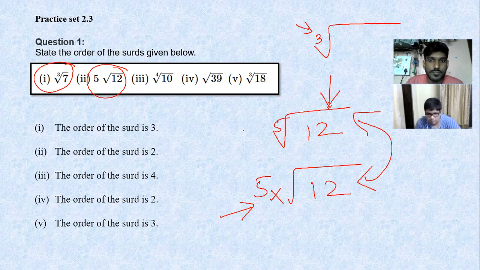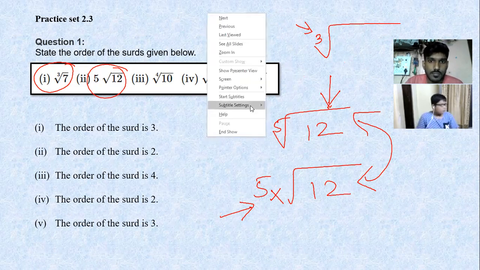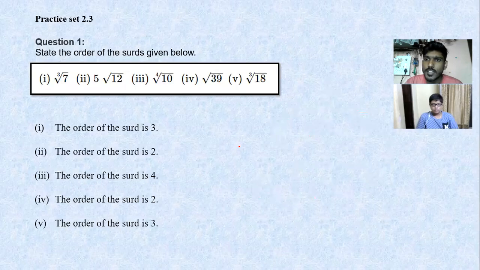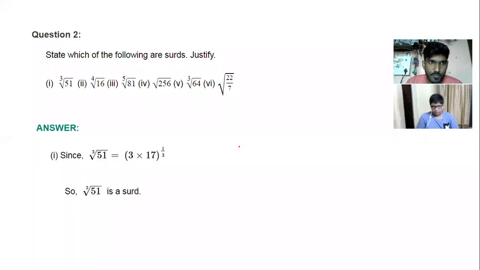Okay. Yes, sir. This you can write it later on. You already know how to do this, so write it afterwards.